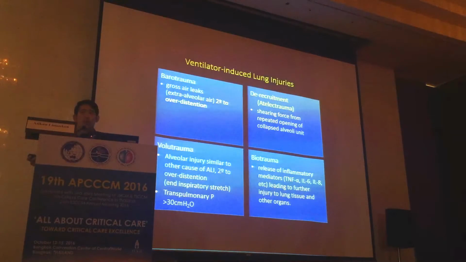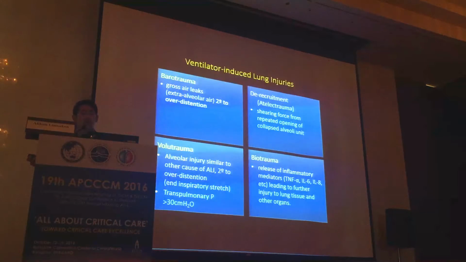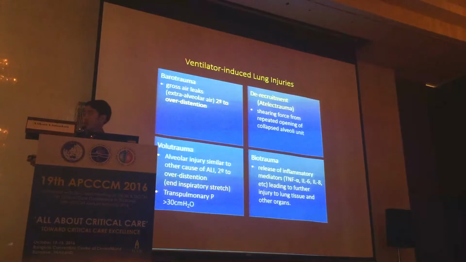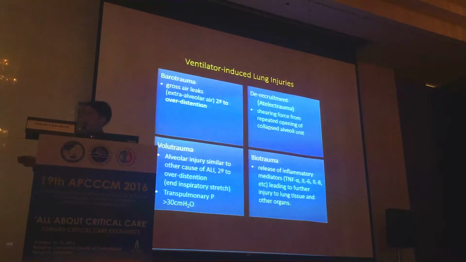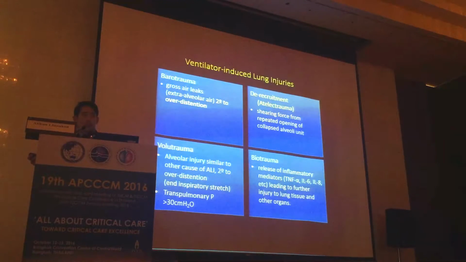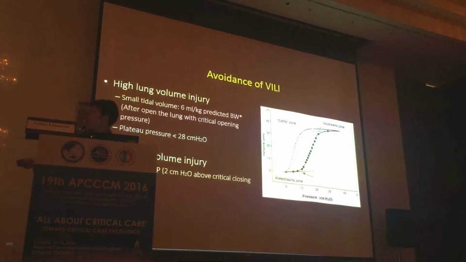And these are all the potential ventilator-induced lung injuries. By now, we all know that both the barotrauma and the volutrauma are actually from over-distension. The barotrauma is a gross air leak outside the alveoli, and the volutrauma is an alveolar injury secondary to over-distension, just like other causes of acute lung injury. And we also subject our patients to recruitment injury, or atelectrauma, if we set up our ventilator improperly. And all of those injuries can lead to biotrauma.